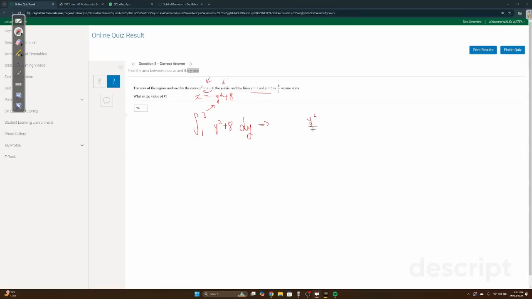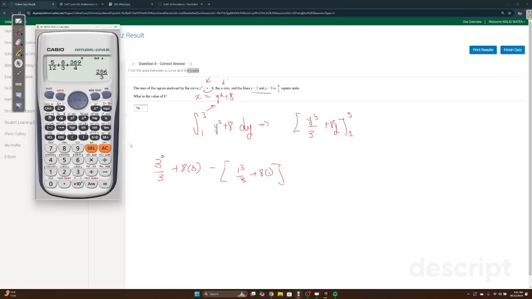y squared will become y cubed over 3, plus 8y. And our bounds are 1 and 3. So it's going to be 3 cubed over 3 plus 8 times 3 minus open bracket 1 cubed over 3 plus 8 times 1. Okay, let's put this on a calculator. 3 cubed over 3 is 27 over 3 plus 8 times 3 minus open bracket 1 over 3 plus 8. You get 74 over 3.